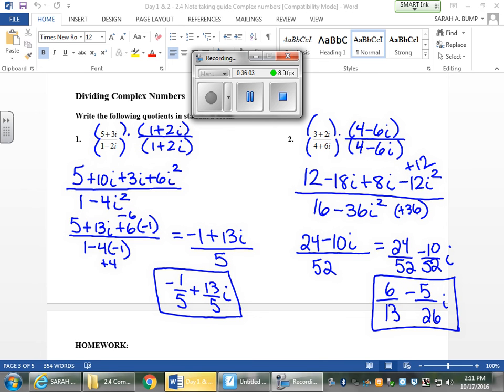So the rest of class, you guys get to work on your homework and practice these skills of radicals and adding and subtracting and multiplying and dividing with the imaginary numbers.